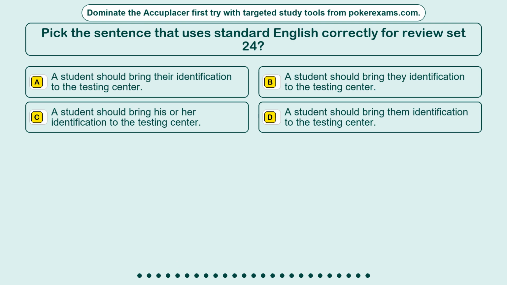Question 20. Pick the sentence that uses standard English correctly for review set 24. Option A. A student should bring their identification to the testing center. Option B. A student should bring the identification to the testing center. Option C. A student should bring his or her identification to the testing center. Option D. A student should bring them identification to the testing center.